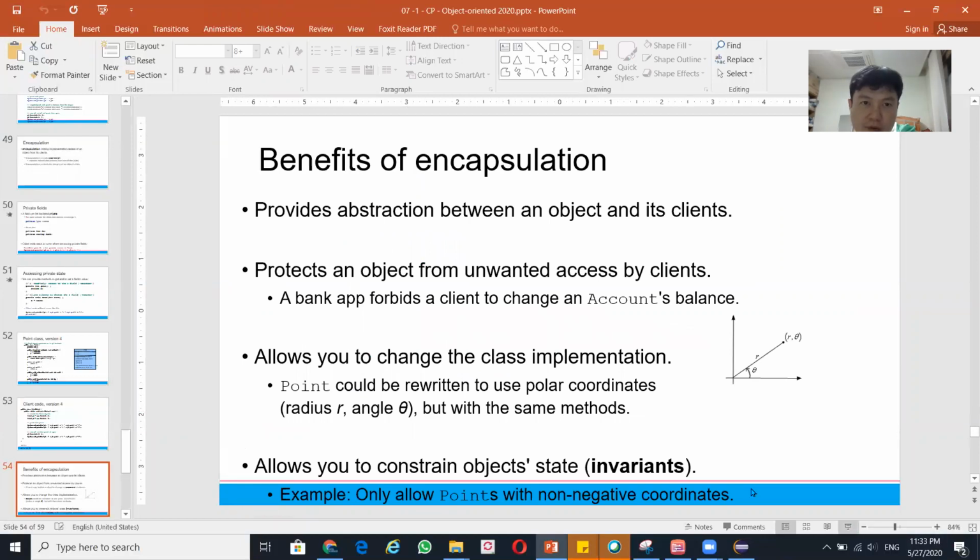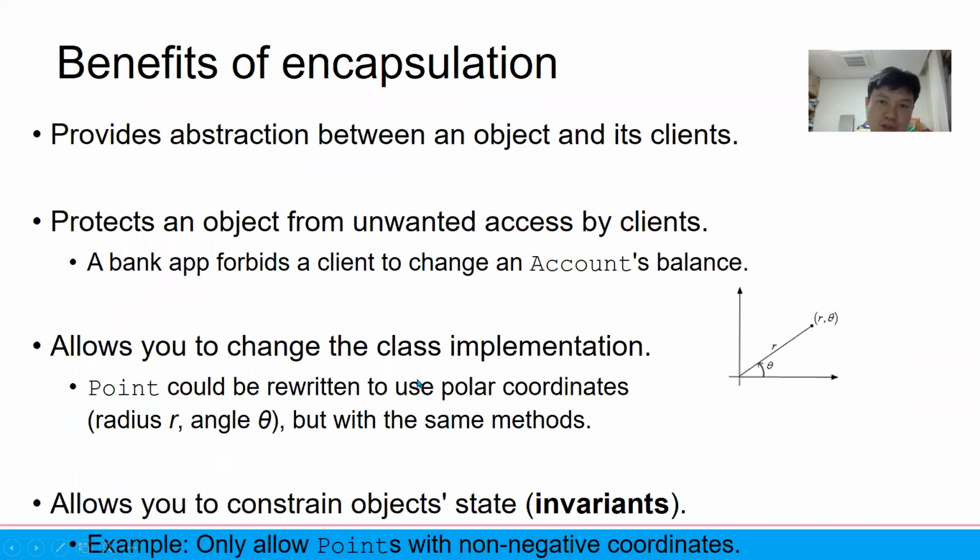So the problem now, what we are having in the encapsulation, is the abstraction between object and client. And it will protect an object from unwanted access. So you can know that there are many phishing attacks, and the data is very sensitive. So if you want to create your Java code, it is recommended that your data is private. And it protects an object from unwanted access by the client.